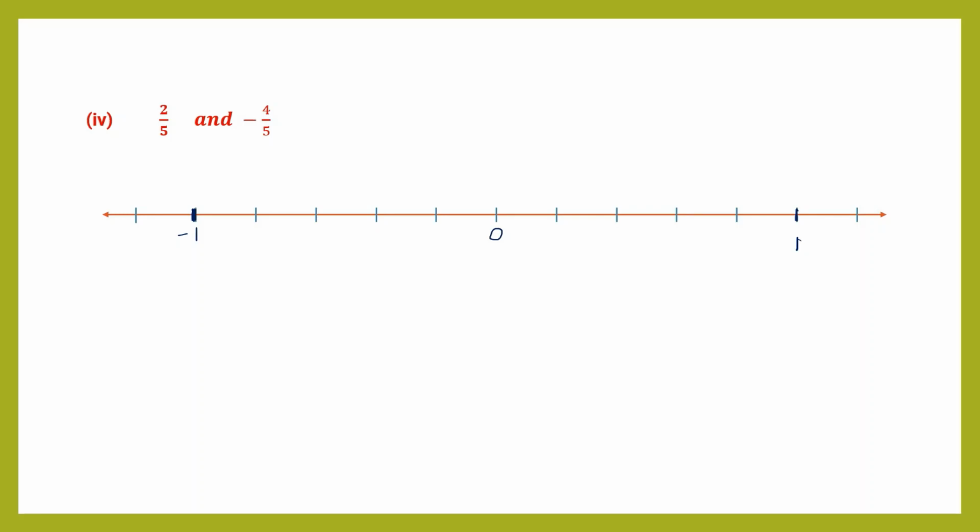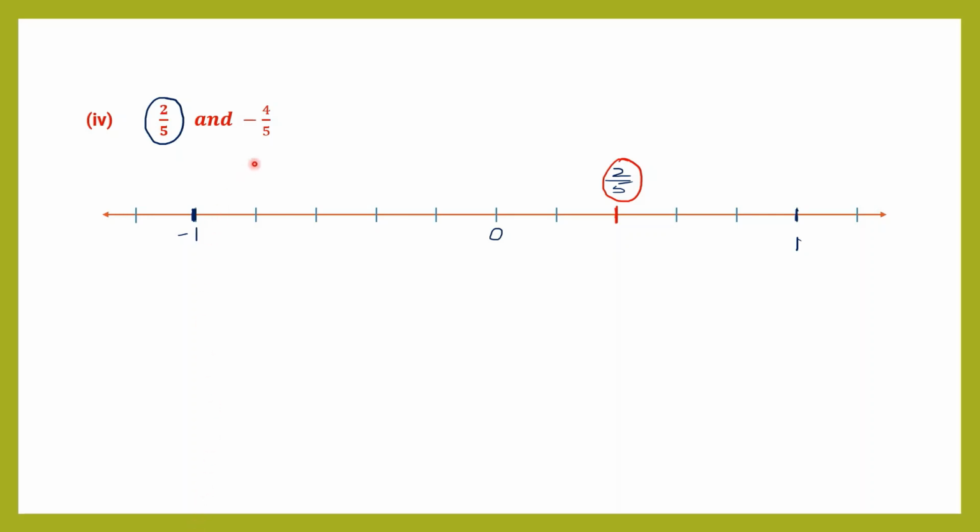So on the positive side, what are our fractions? So this will be 1 by 5, 2 by 5, 3 by 5, 4 by 5 and 5 by 5. And the question says 2 by 5. So let's mark only 2 by 5 on the right hand side of 0. So this is 2 by 5. So this is the part where we have 2 by 5. That means we can remove the other rational numbers. So let's remove that. So on the positive side, we have 2 by 5.